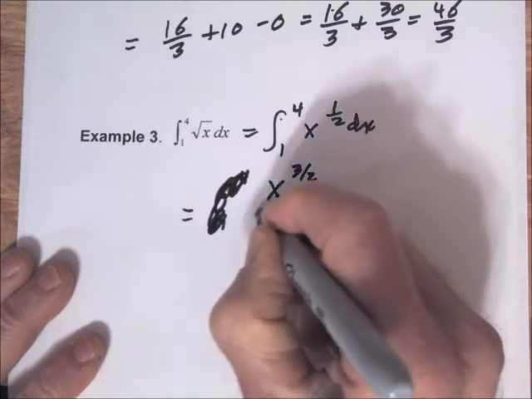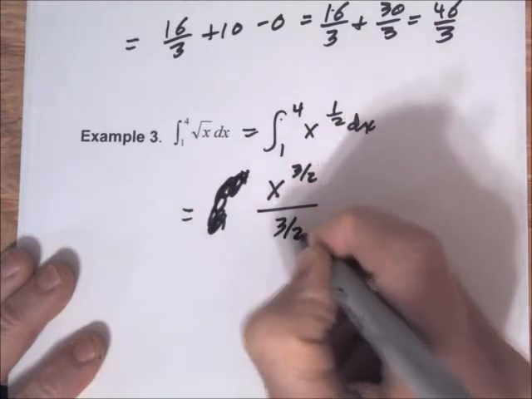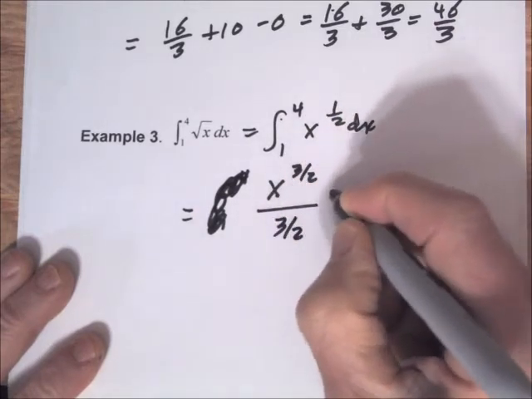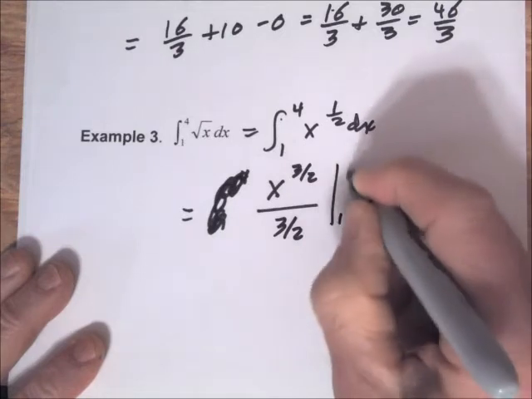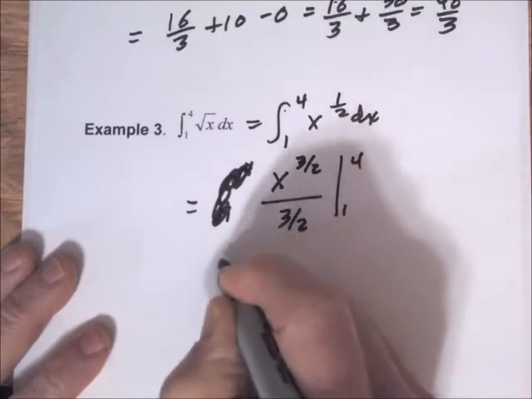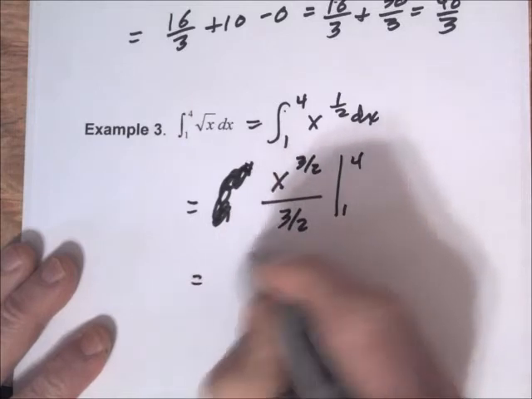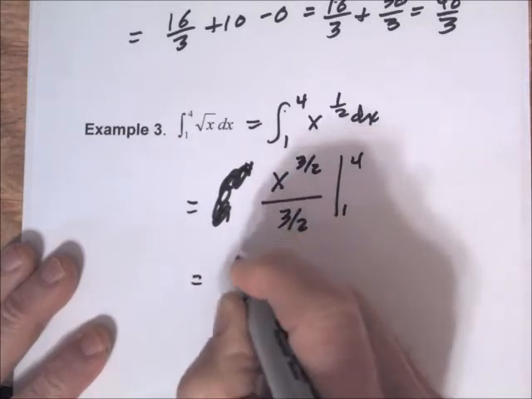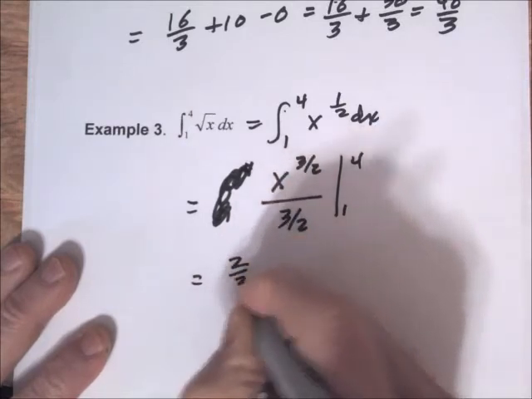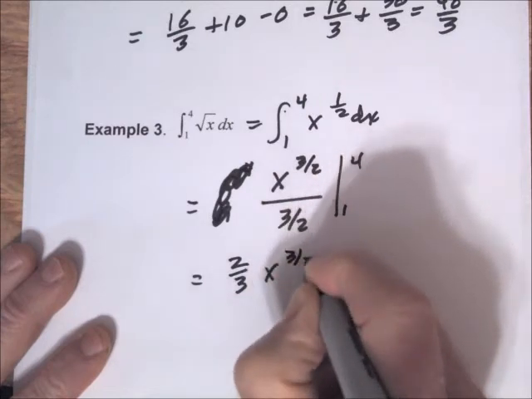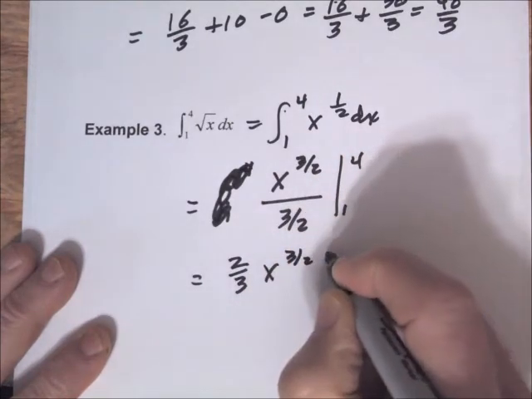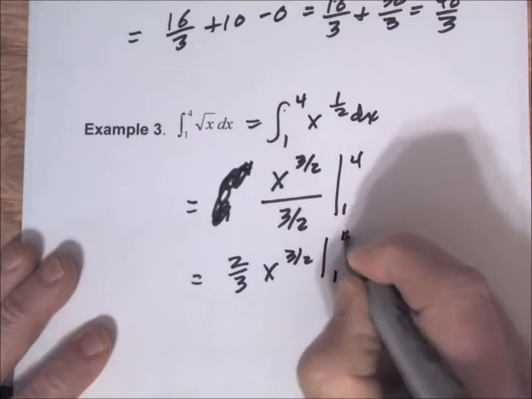And then we want to divide by the new exponent, 3/2. Evaluate at 1 and 4. Dividing by 3/2 is the same as multiplying by 2/3. So it's 2/3 x to the 3/2, evaluated at 1 and 4.